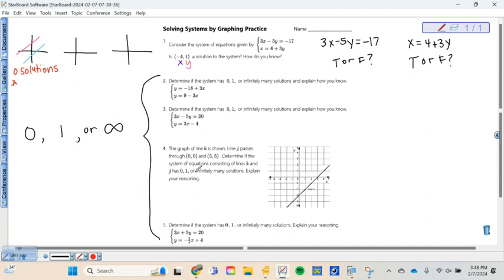And how do I know if two lines are parallel? How would I know from here? Because I don't have any graphs for 2, 3, and 5. What did you say, Isabel? They have the same slope, but different y-intercepts.